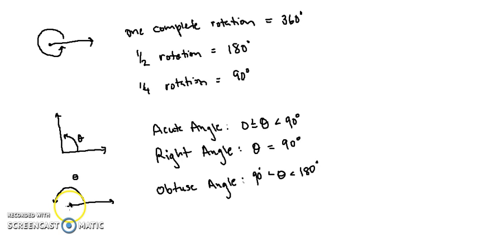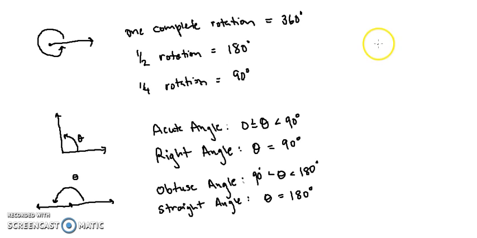And if we make it all the way over to 180, that's a straight line, and that is called a straight angle. So a straight angle makes a straight line. You can remember it that way. So that's if theta equals 180. And those are some of our basic angles that we may talk about as we go.